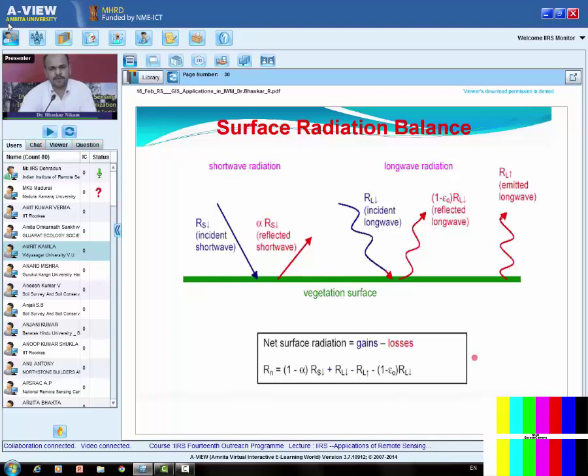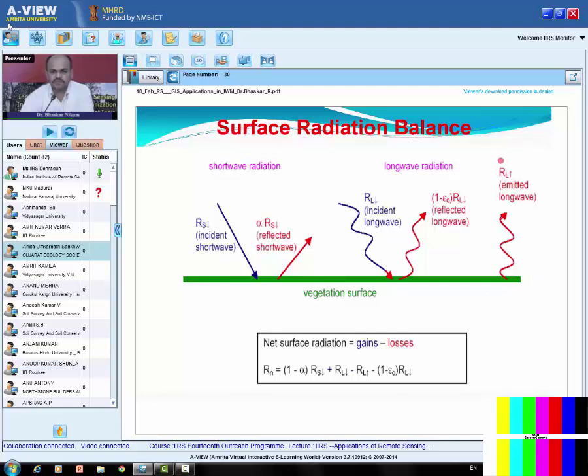So we will do it part by part. Now if I have to calculate the net radiation, it will consist of 5 components: the incoming short wave radiation, the reflected short wave radiation, the incoming long wave radiation, reflected long wave radiation, and the emitted long wave radiation.